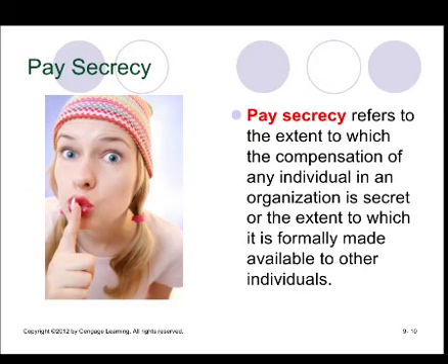Pay secrecy refers to the extent to which the compensation of any individual in an organization is secret, or the extent to which it is formally made available to others. So there are such things, no? In other organizations, there is pay secrecy.